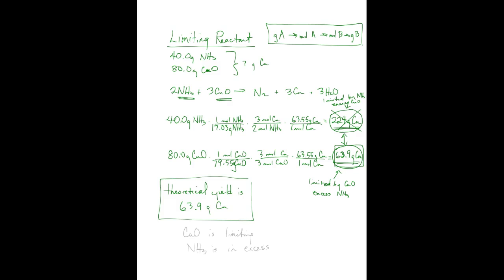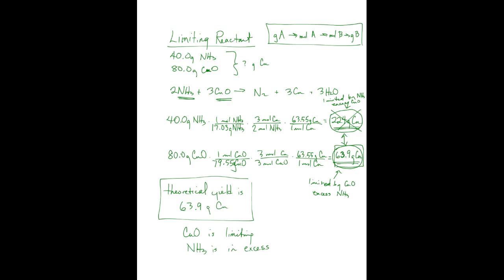Then the other piece of information I'm getting out of this is that copper 2 oxide is limiting. In this case, it's our limiting reactant, and ammonia is in excess. We can't make 224 grams of copper because we've run out of copper 2 oxide long before. Notice that we had more by mass of copper 2 oxide than we did ammonia. We had twice as much. We had 80 grams. We only had 40 grams of the ammonia.